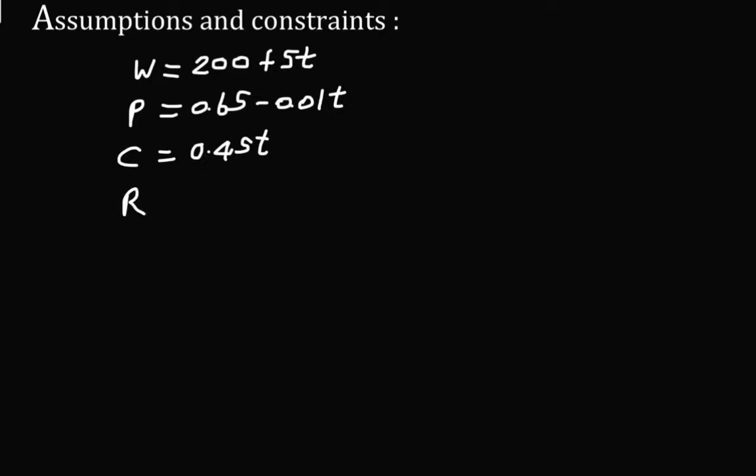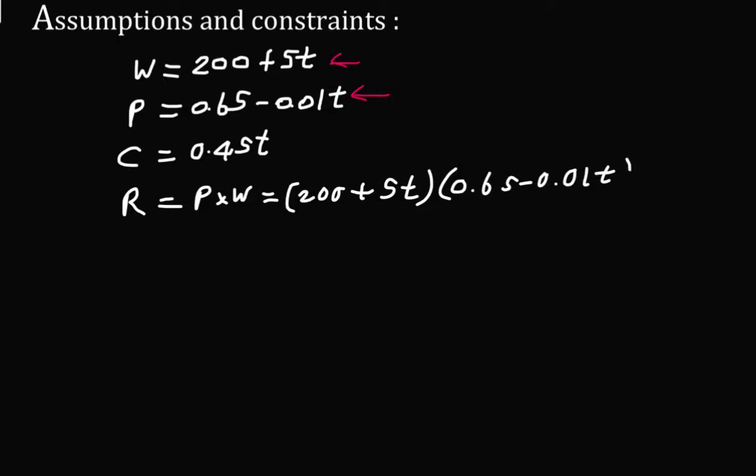Then we will write an equation for R, which is revenue or income. How do we find the income? Price for pigs multiplied by weight of pigs, PW. So we can write down PW using P and W. So let me write this down: 200 plus 5T multiplied by, it is actually W, so P, 0.65 minus 0.01T. Okay, that is the revenue. Then how do we find the profit?